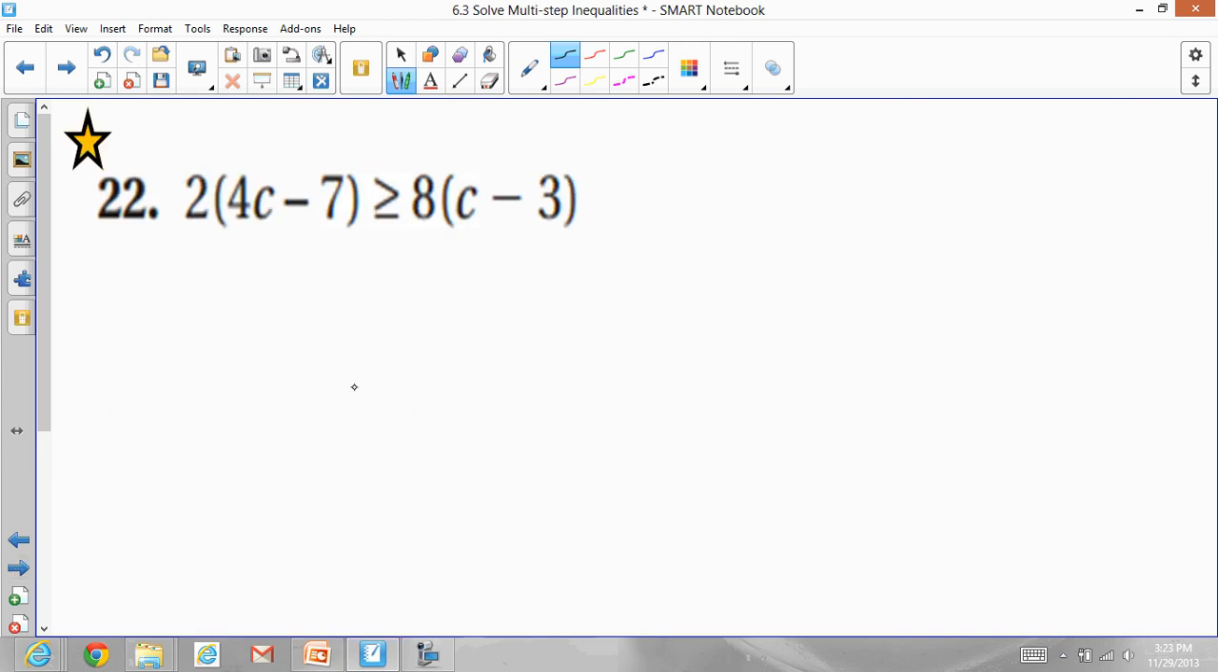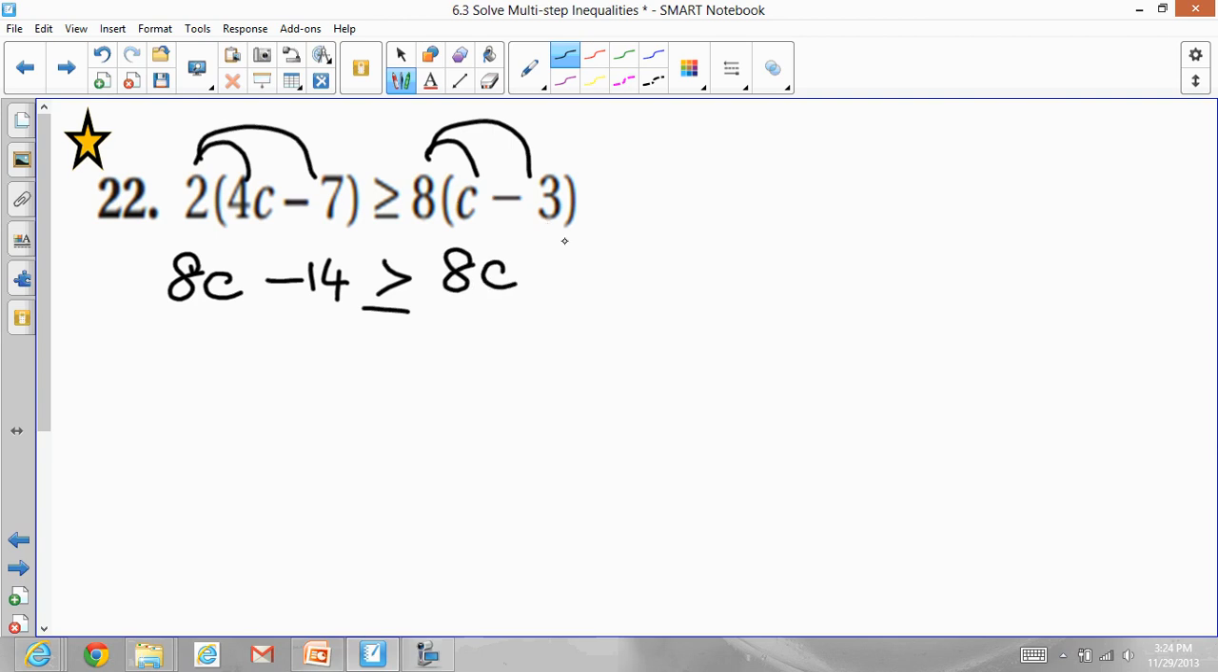Let's focus on question number 22. You have on the left and on the right distributive property. So let's do the distributive property on the left. So 2 multiplies 4c to give you 8c. 2 multiplies negative 7 to give you negative 14. Bring the inequality symbol exactly the way it is. Distributive property on the right as well. 8 multiplies c to give you 8c. 8 multiplies negative 3 to give you negative 24.